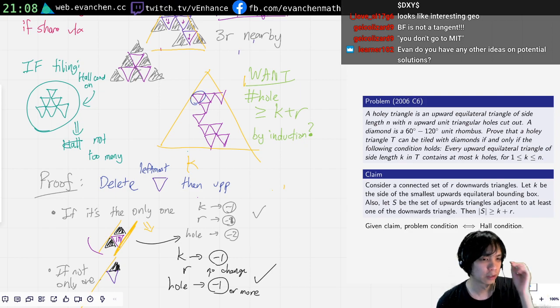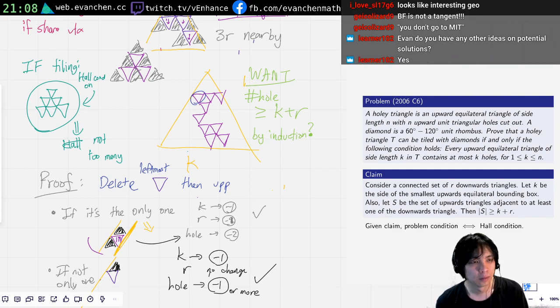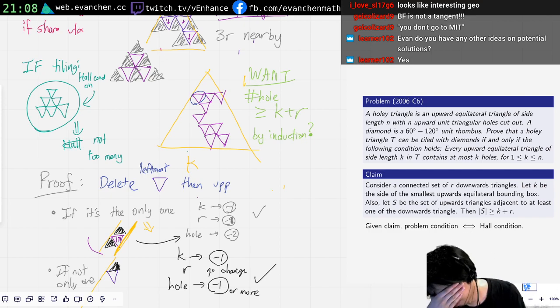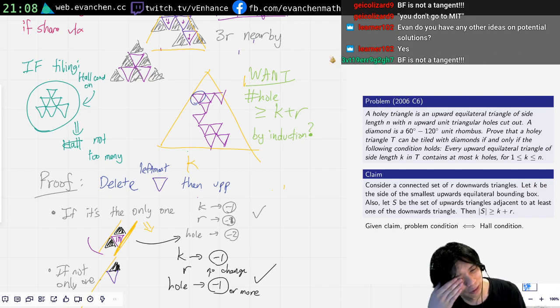Any other ideas on potential solutions? For which problem? Like this one? Not off the top of my head.